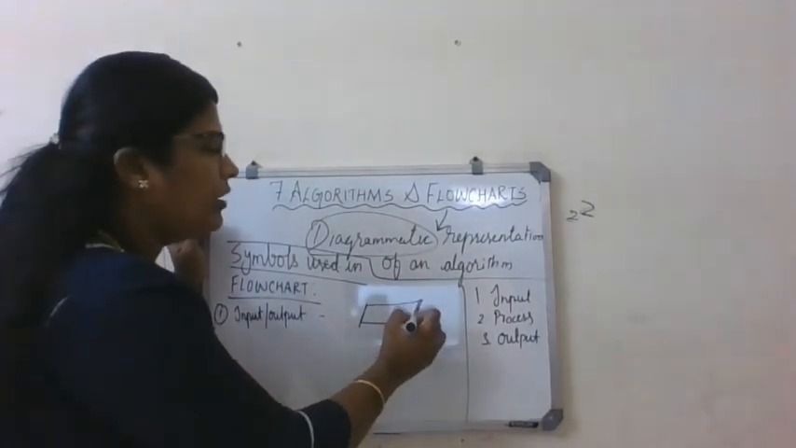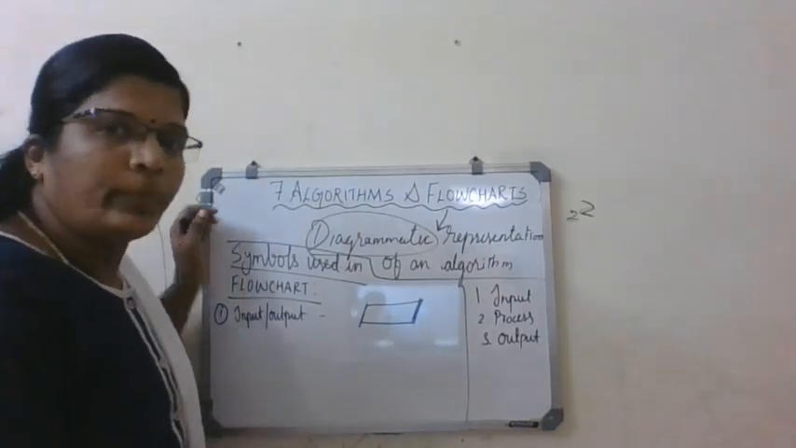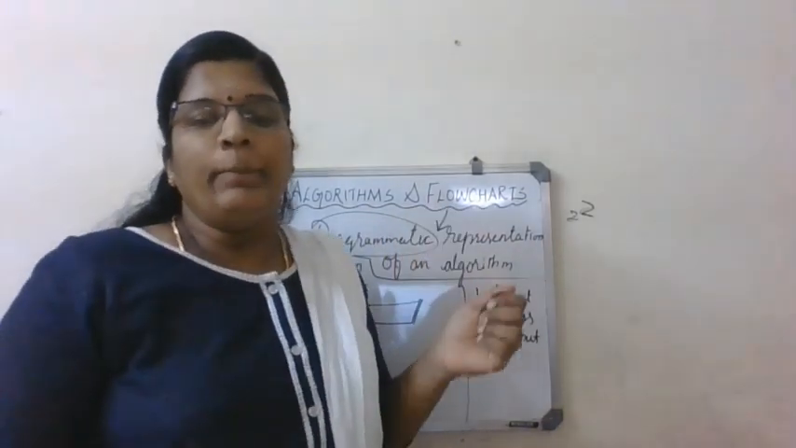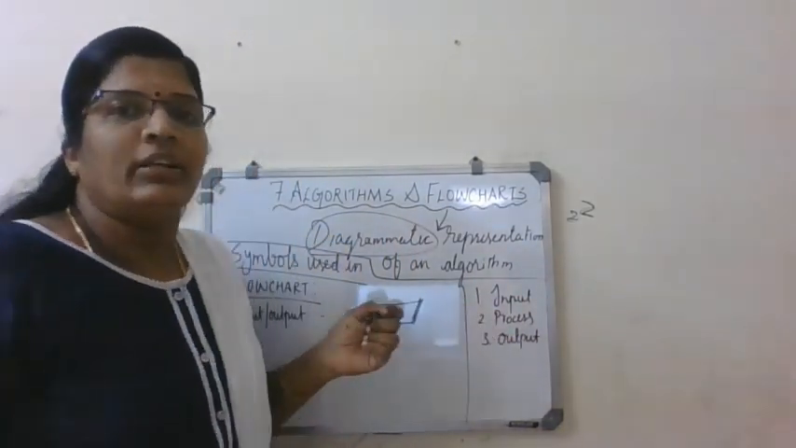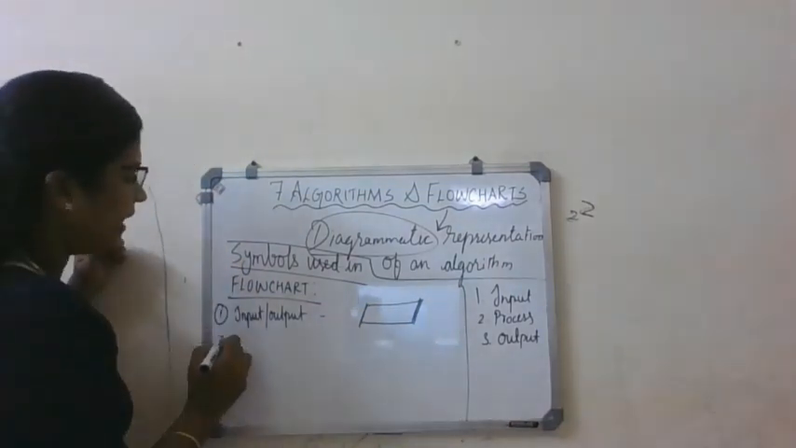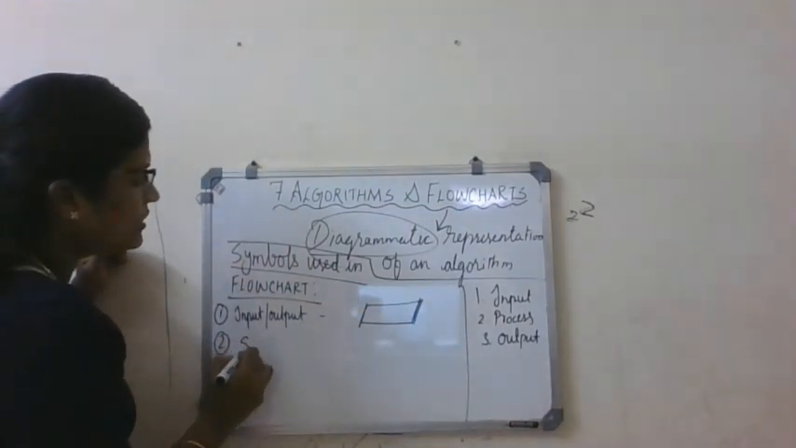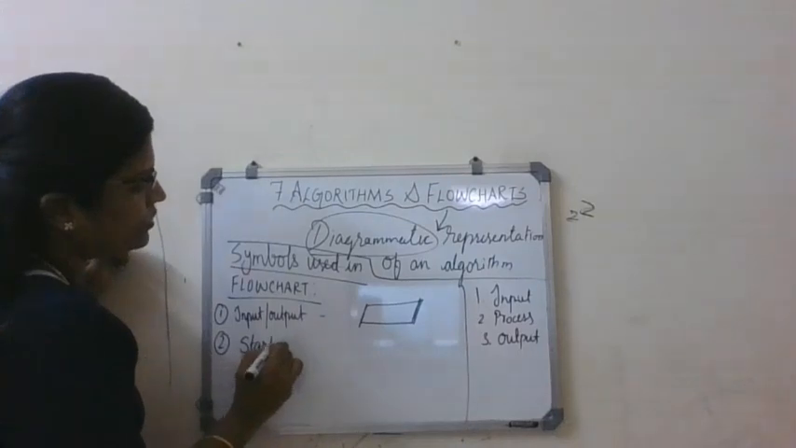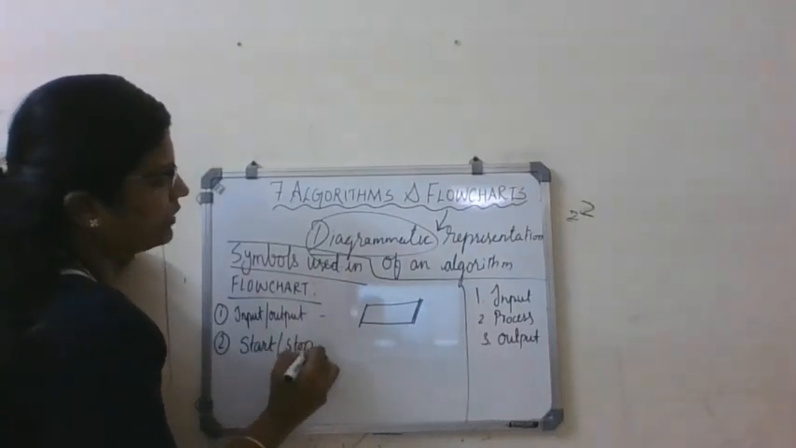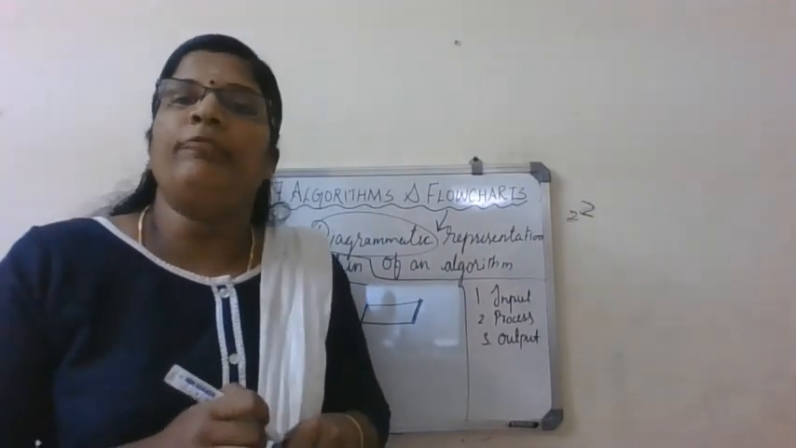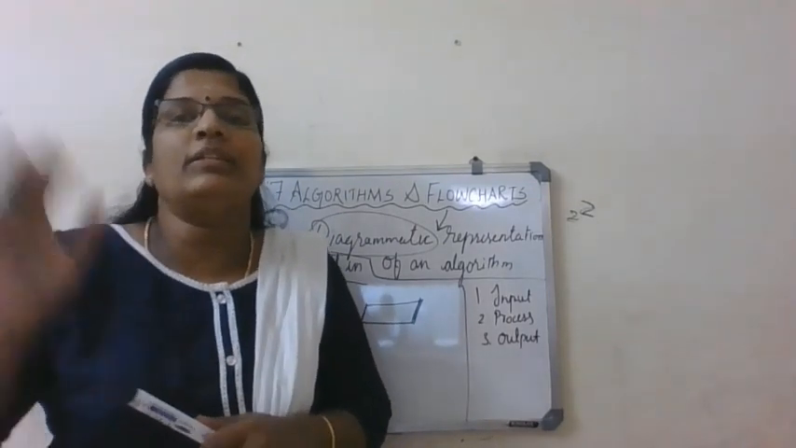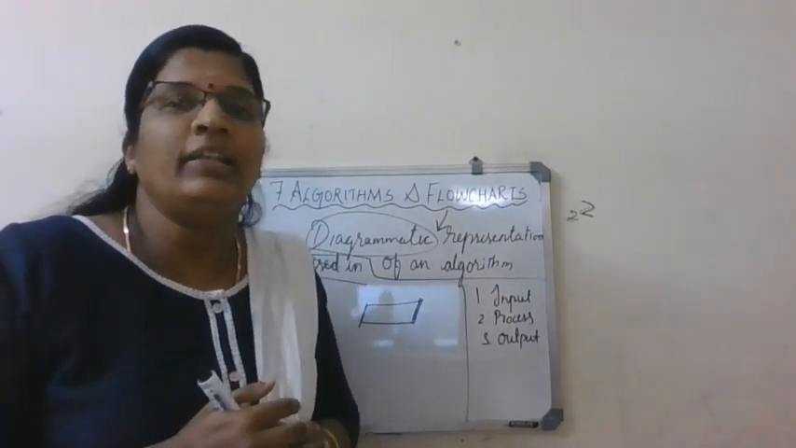This is called the input and output box. Clear? Then the second one, to start, otherwise to stop. When we start the flowchart, first we have to say we are starting the program, we are starting the flowchart.